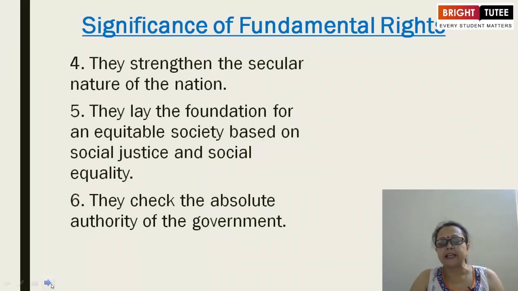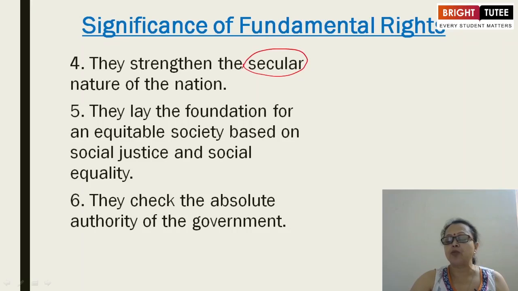They strengthen the secular nature of the nation. This is also about the significance. Secular means giving equal respect to all religions. By giving equal respect to all religions, we give respect to the followers of the different religions. So this way it strengthens the secular nature of the nation.